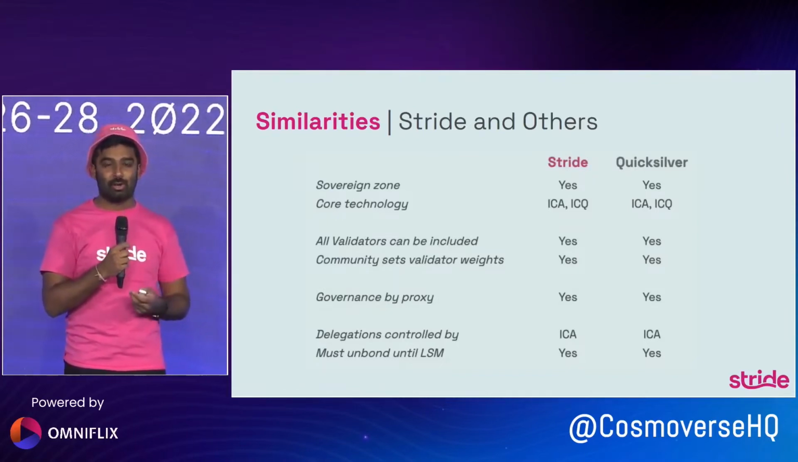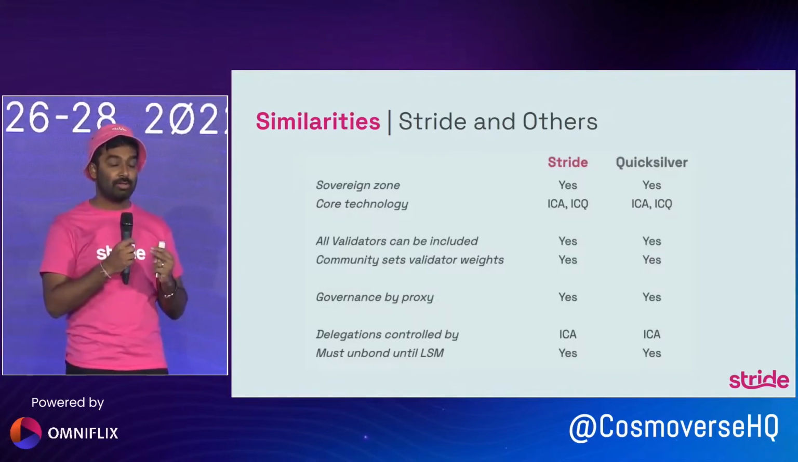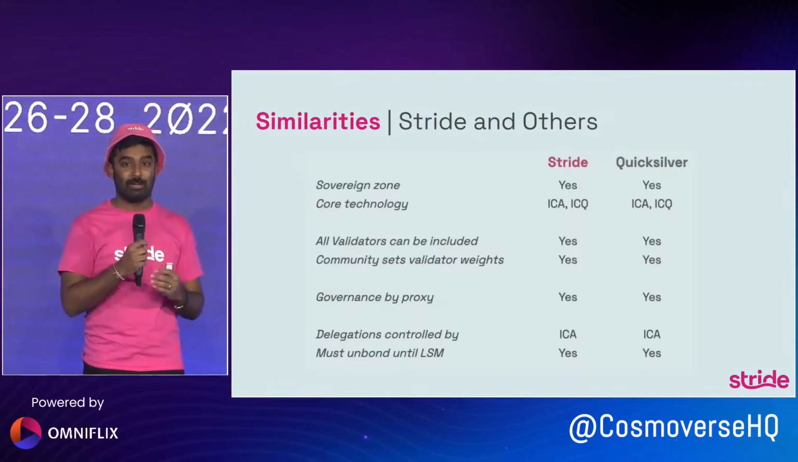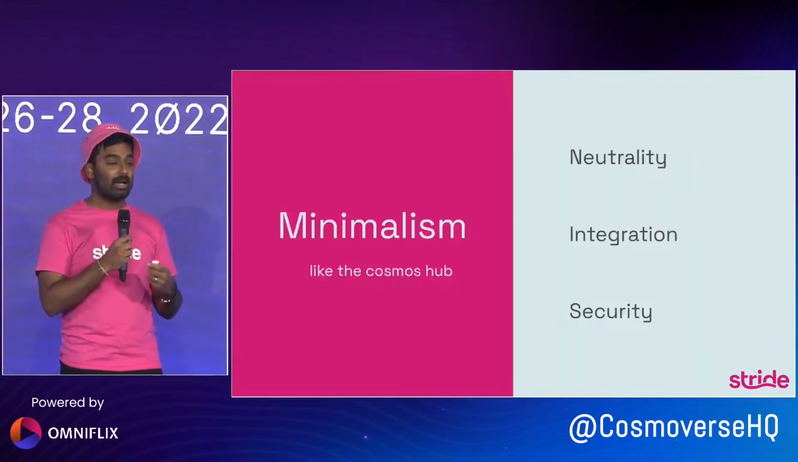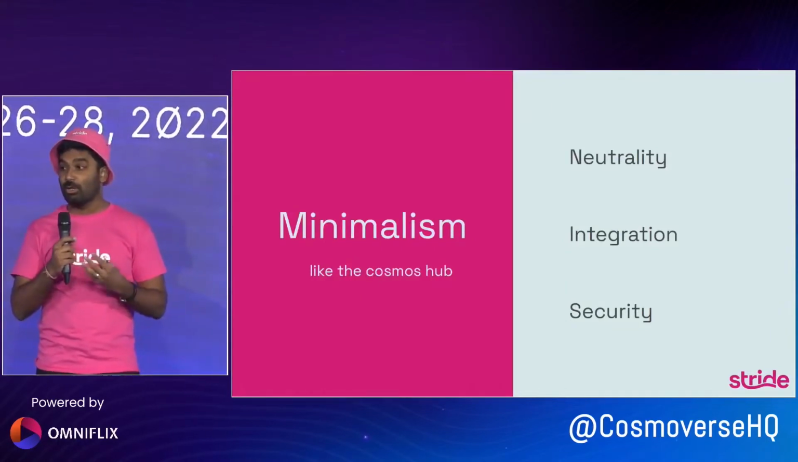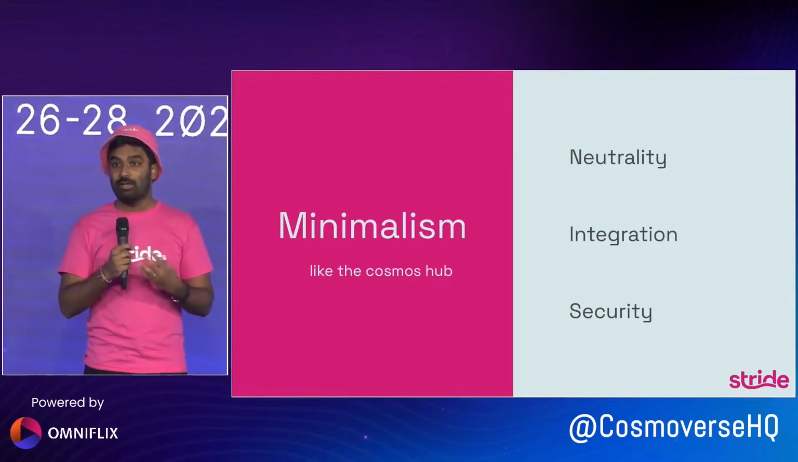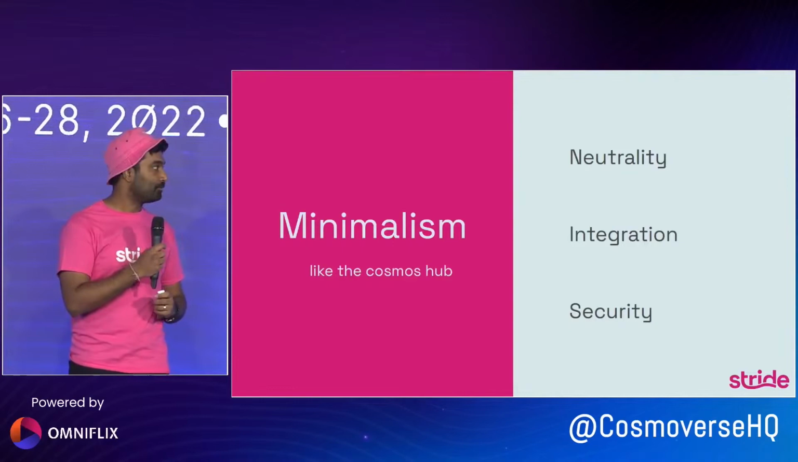What unique value does Stride bring to the vibrant Cosmos ecosystem? So we think there are two things we really want to focus on. I want you to think about when you think of Stride. First is that we're a minimal blockchain. What that means is that we do one thing and we do it very well. Second is security. We spent a lot of time focusing on security to try to make our chain as safe as possible. Let's talk about minimalism first.